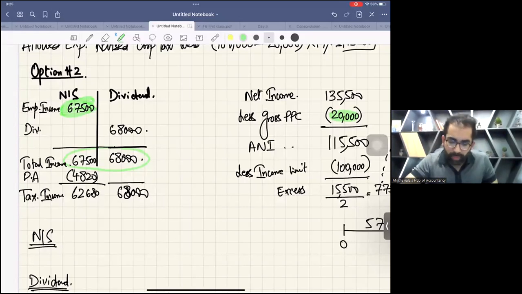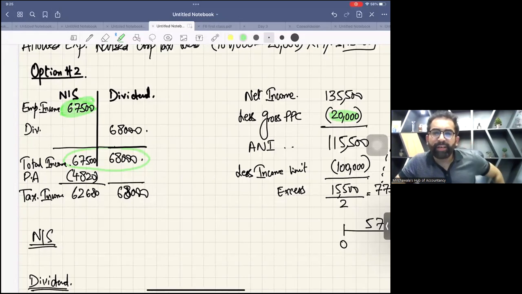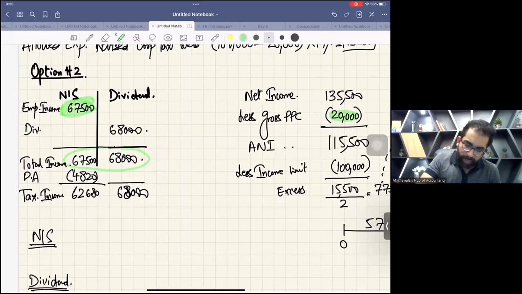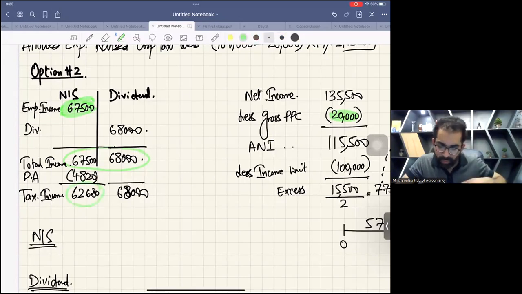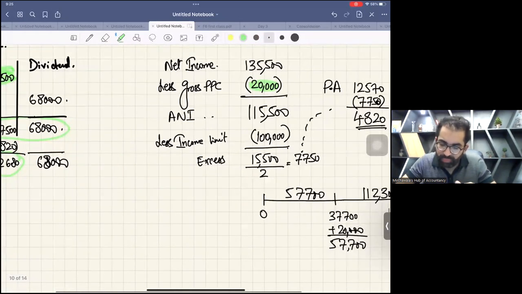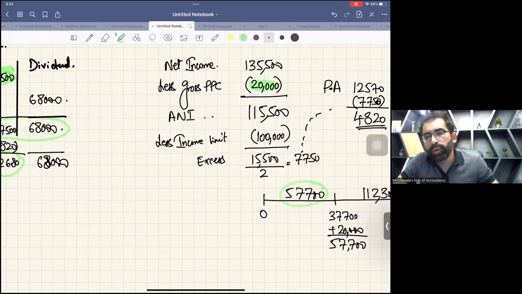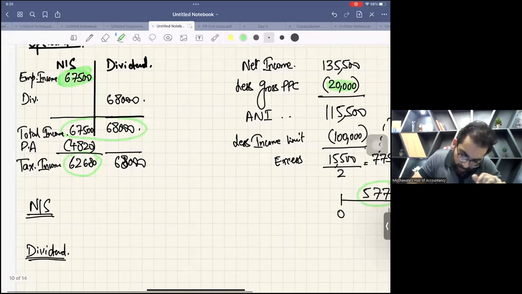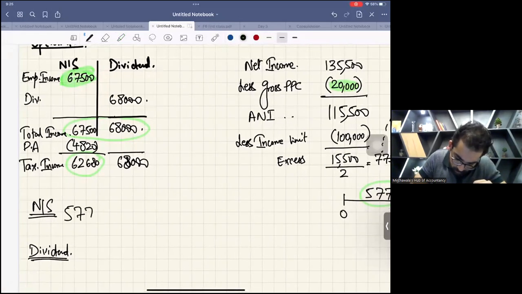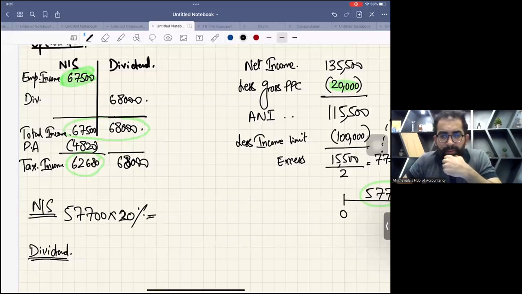First of all, there is one non-saving income and the other one is dividend income. First of all, you will pick this non-saving income 62,680. And your first band capacity is 57,700. So obviously you will consume the full band. 57,700 times 20%. Can anybody tell me? 11,540.